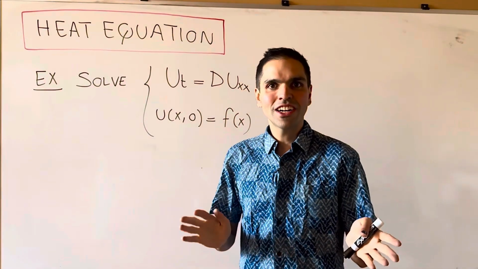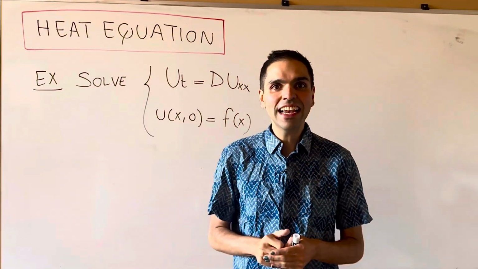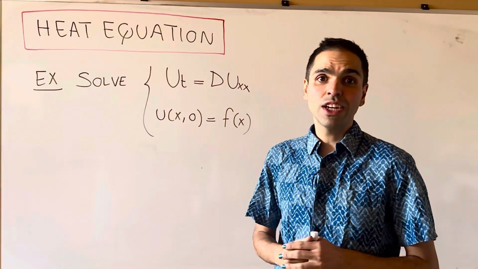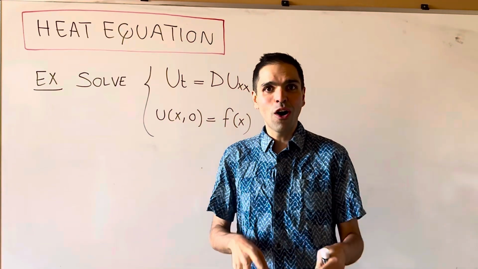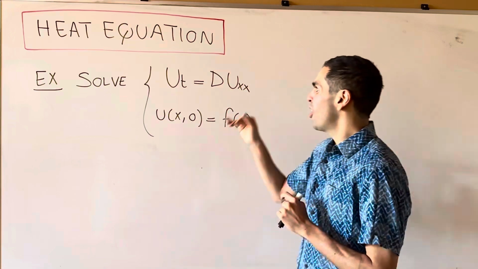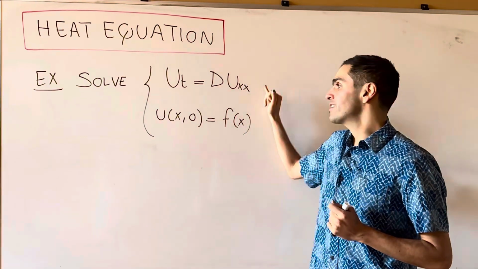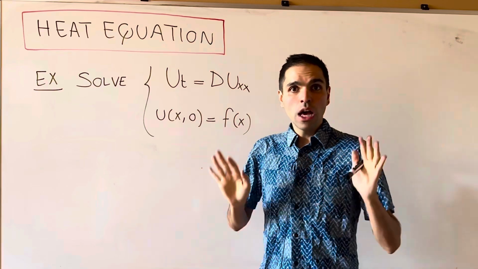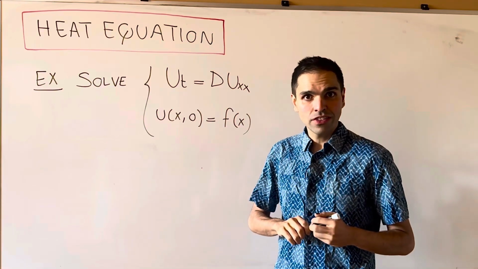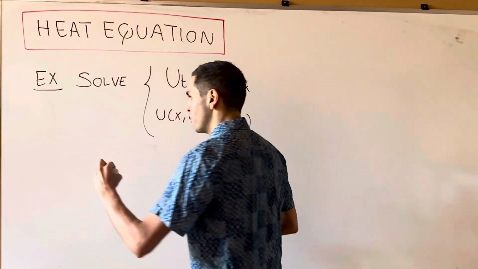All right, thanks for watching and welcome to the exciting conclusion of our heat equation extravaganza. Because now we finally have all the tools we need to solve u_t equals D u_xx with initial condition f of x. Because previously on Pion Battlestar Galactica, what we did was the following.